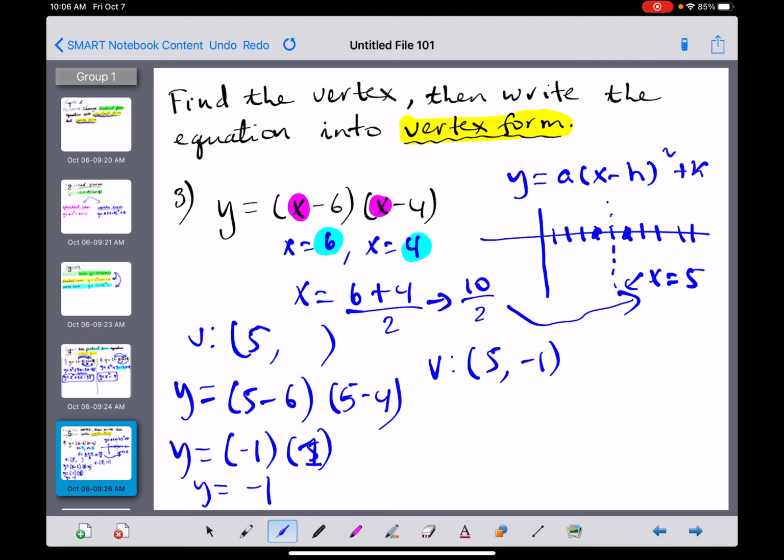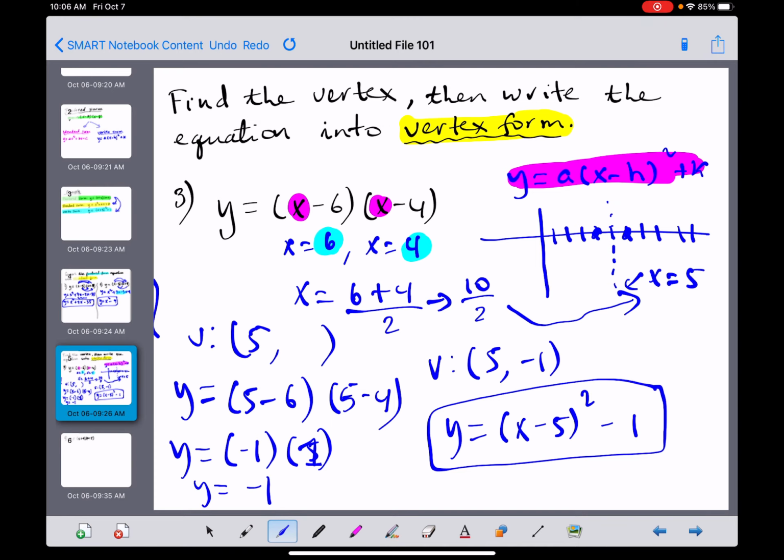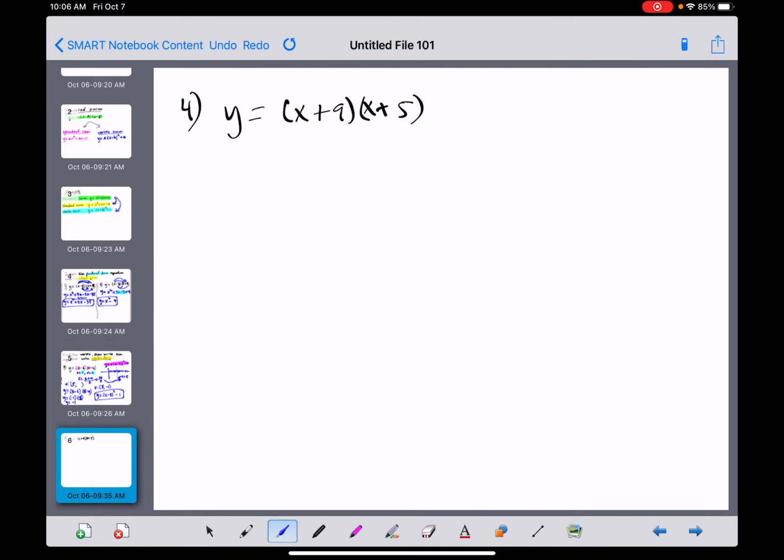So to write the equation, it's going to be y equal to, remember the equation looks like this right here, okay? a is 1, but we're not going to write 1 in, right? So x minus h, which is minus 5, squared, minus 1. And this right here is my answer for vertex form. Okay, let's look at number 4.